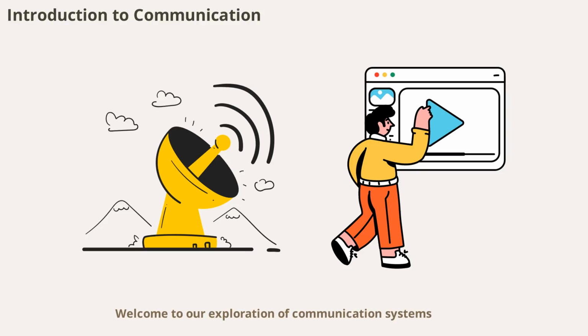Welcome to our exploration of communication systems. In today's interconnected world, understanding how information travels from one place to another is more important than ever. Communication systems are the backbone of modern society, enabling everything from simple phone calls to complex data transfers across the globe. In this video, we'll break down the essential concepts, starting with what a communication system is, and gradually moving through its key elements, types of signals, and the technologies that make it all possible. Let's dive in and discover the fascinating world of communication systems together.